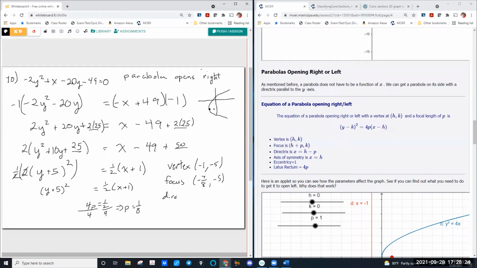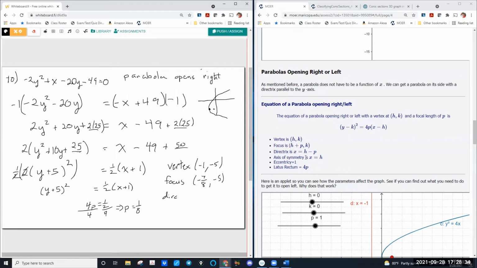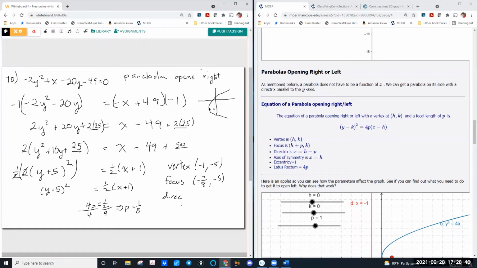The directrix is the exact opposite direction. The directrix is that vertical line. And notice for the directrix, you subtract p. And it's a vertical line, so it gets the equation x equals. Now we're going to subtract 1/8 from -1. So -9/8.